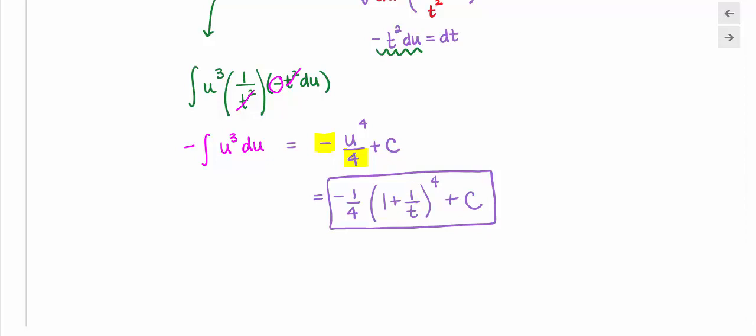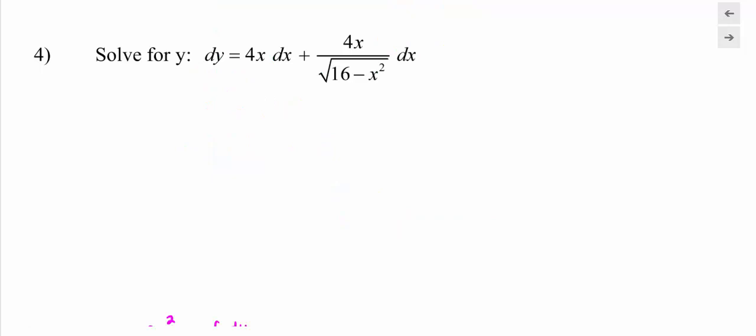Let's look at another one. Okay, let's look at this next one here. This is asking us to take this differential equation, dy equals 4x dx plus 4x over the square root of 16 minus x squared dx. And it's asking us to solve for y. Well, if it gives us dy, hopefully we can see that we can integrate, and they even gave us individual terms here, all with respect to x. So I can integrate those individual terms, and I will have this solved for y.